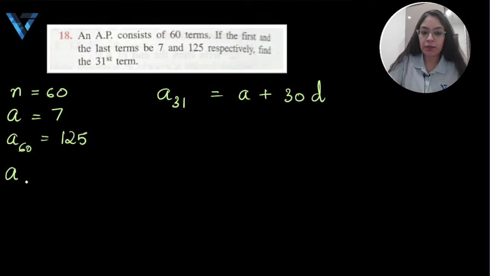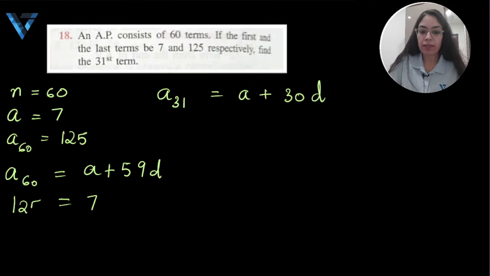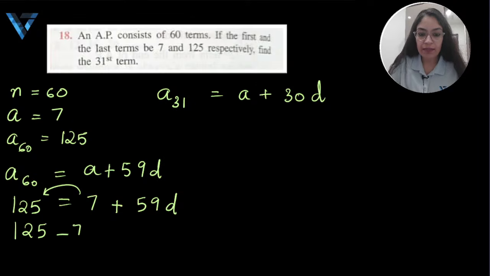First we'll find the value of d, then we can substitute here. Because the AP has 60 terms, the last term I can write as A60. So A60 is 125. The formula for A60 is a plus 59d. A's value is 7, A60's value is 125, plus 59 into d. So let's find d from this equation. 7 I am shifting to this side, so 125 minus 7 equals 59d.